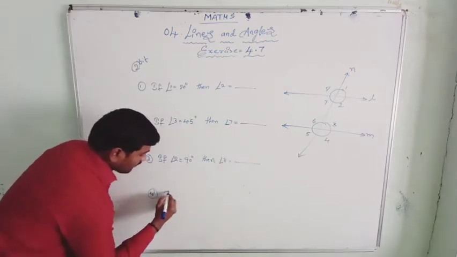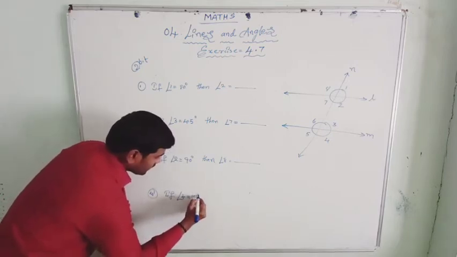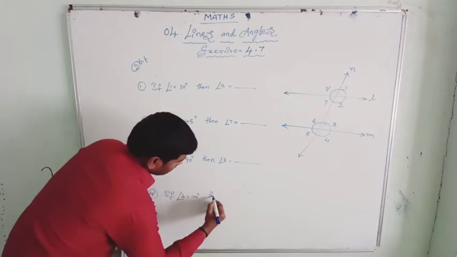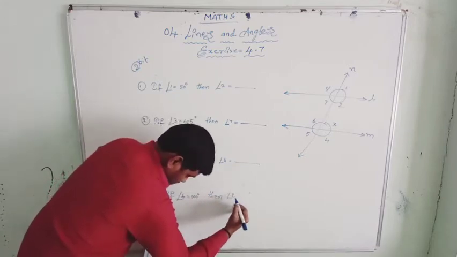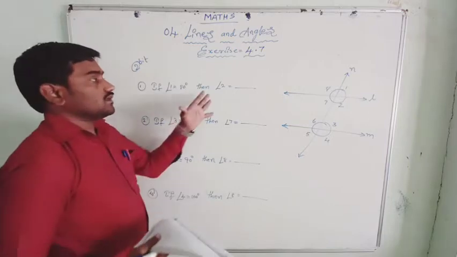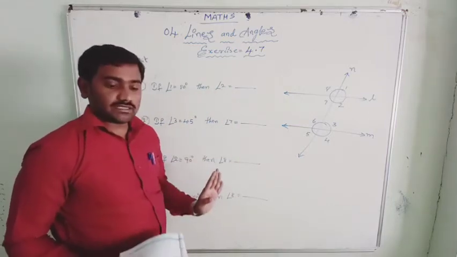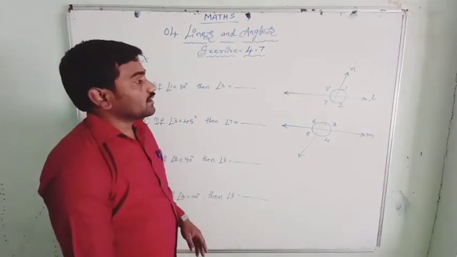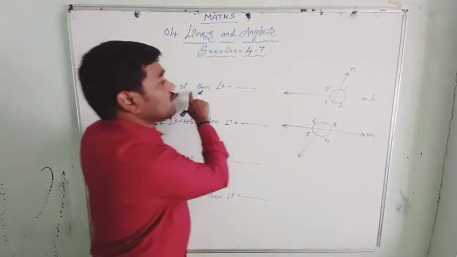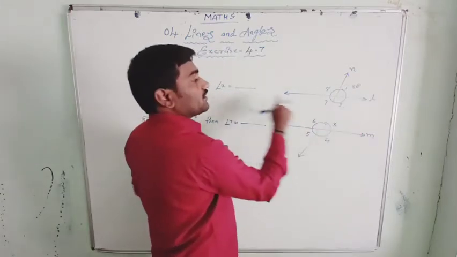Fourth one, if angle 4 equal to 100 degrees, then angle 8 equal to dash. Okay, these are the situations given. In these situations, what will be the next angles? Let us see. Here, angle 1 equal to 80 degrees. Then what about the angle 2?